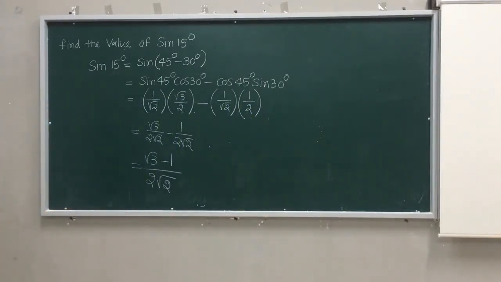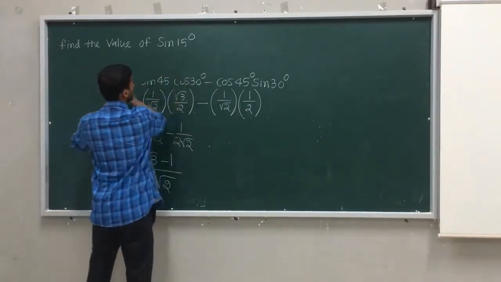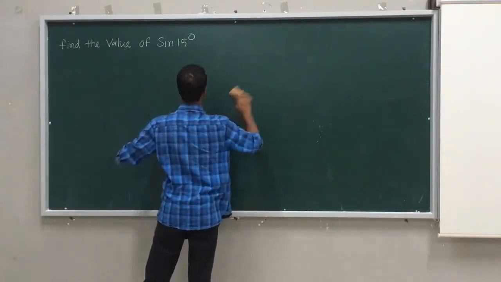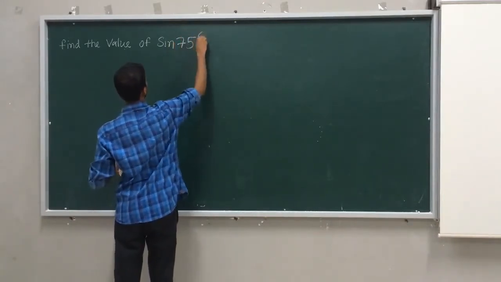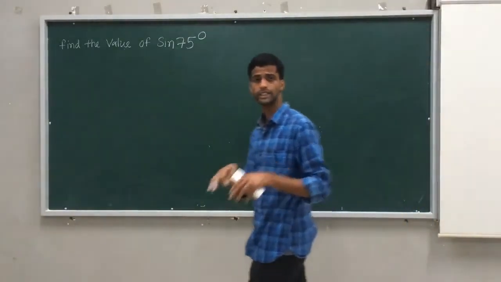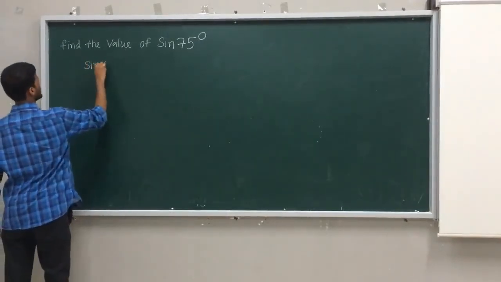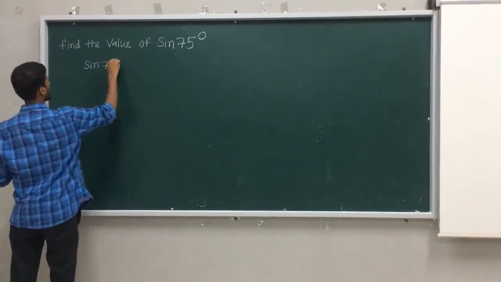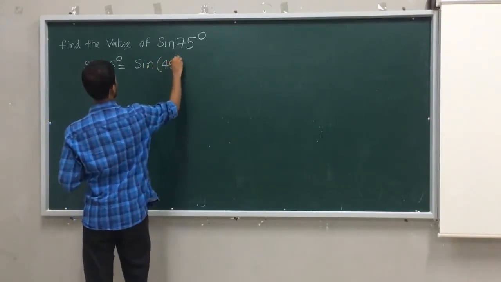Now let me take another question. So if you know formulas, you can deduce many answers. Find the value of sin 75 degrees. I told you 75 can be written in many ways, but choose a value in such a way that the value should be known to you. What I will do is write sin 75 degrees as sin of 45 degrees plus 30 degrees.